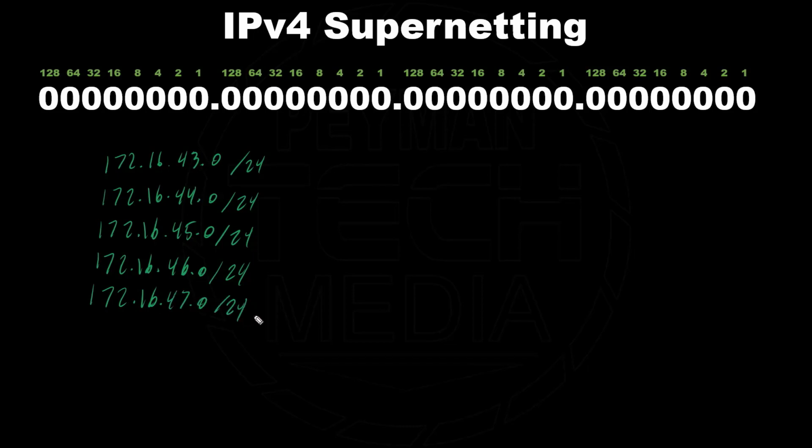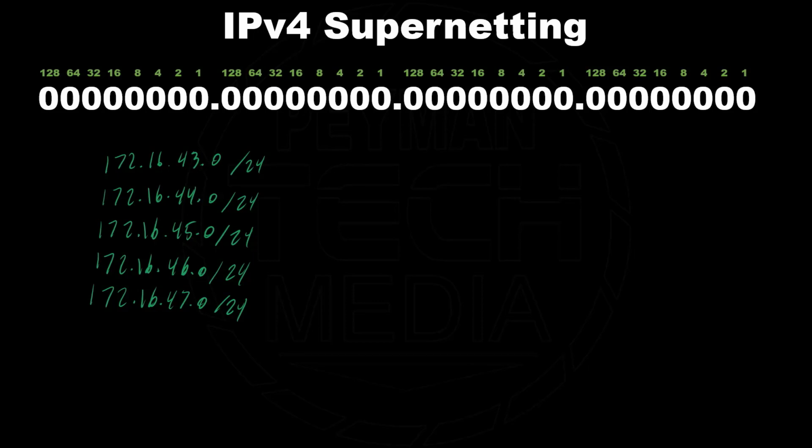172.16.47.0 slash notation 24. So instead of having 1, 2, 3, 4, 5 different network addresses in the routing table, so the router has to advertise all these addresses, we can have only one address, and advertising that one address can include all these addresses. That's known as route aggregation, IP address aggregation, or supernetting.